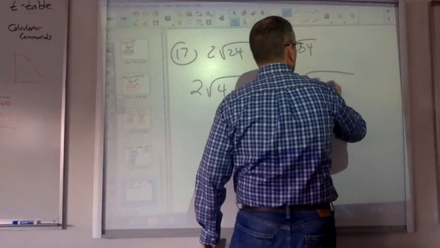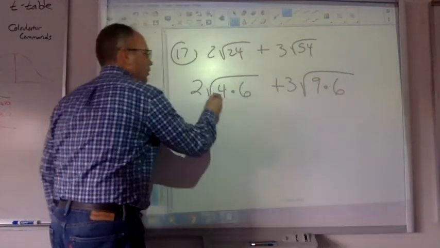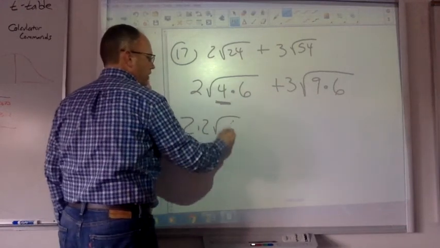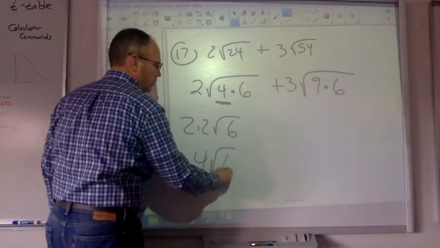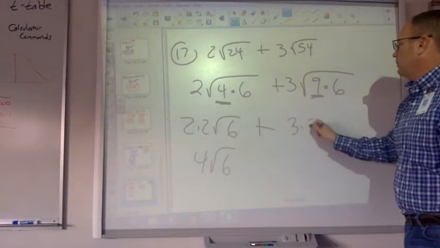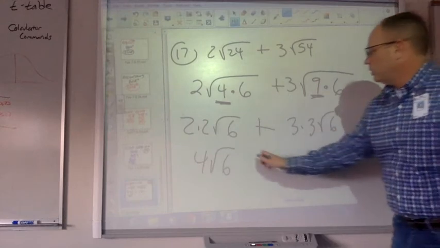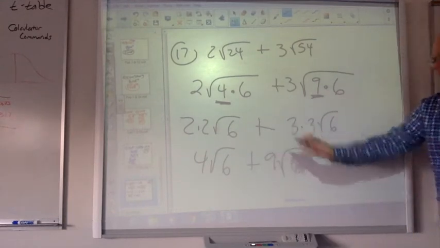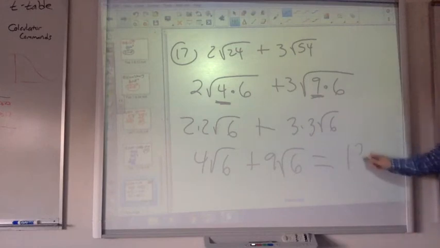So the square root of 4 is 2. So I have 2 times 2 root 6. So this one becomes 4 root 6. Plus, square root of 9 is 3. So that becomes 3 times 3 root 6, which is 9 root 6. Now just count them up. How many root 6s do you have? 13 of them.